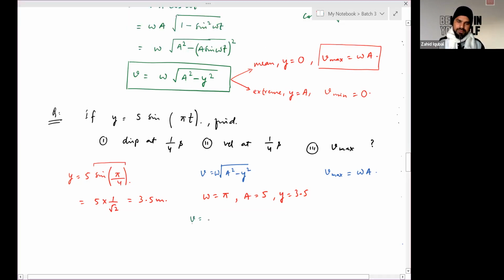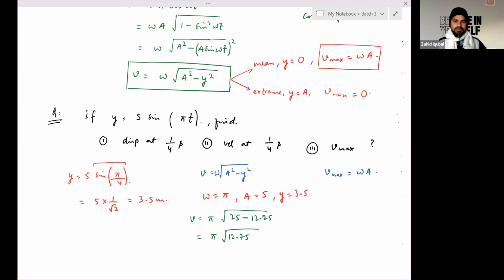So velocity equals omega, that is pi, root under a, which is 5. On squaring, it will be 25, minus 3.5 on squaring, it will be 12.25. So pi root of 25 minus 12.25, it will be 12.75. Okay, now take the square root of it.